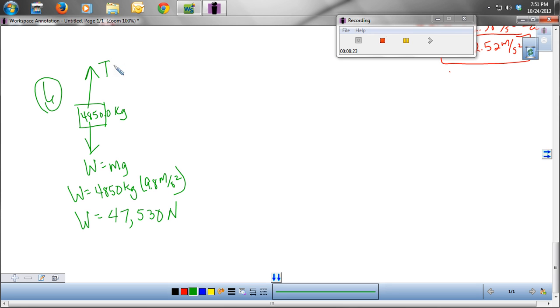The tension is pulling up, and they're asking us what is the tension in 3 different cases. When it's got 0 acceleration, when it's accelerating upward, which is positive, 1.6, and then when it's accelerating downward, which is negative, negative 2.3.